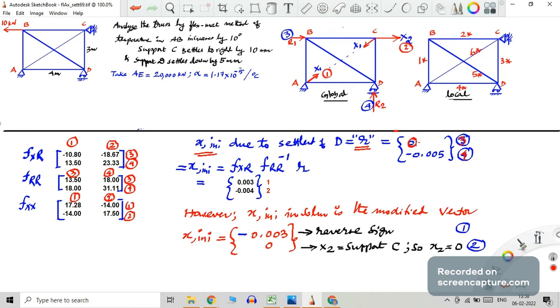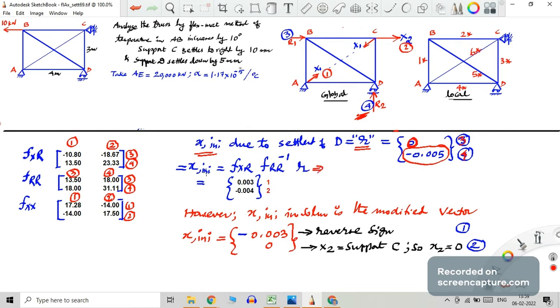Small r2, there is a prescribed displacement or support settlement in the reverse direction, because our coordinate 4 is upward, but the settlement is downward. So minus 0.005 is taken. The sign convention is also straightforward. Now we apply this equation.